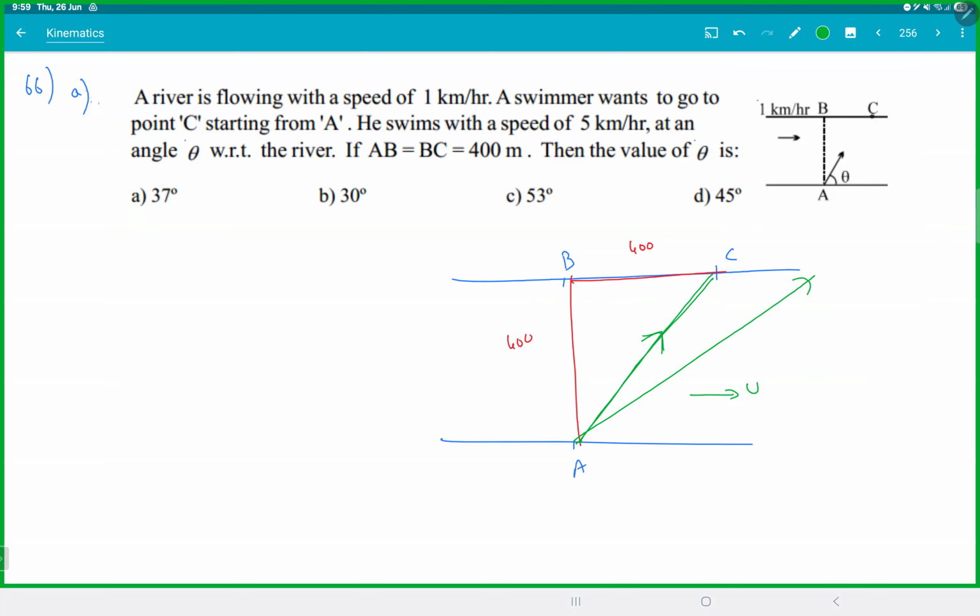Is that making sense? That means if I want to go to C, I should try to go somewhere here. Then when the river pushes me, I will go to C. Does that make sense? And this angle is already 45. That means whatever is the answer must be greater than 45, isn't it? And there's only one option. Are you getting my logic? If you try to go from A to C directly, the river will push you off. That means I need to go with an angle greater than 45. And there is only one answer, 53.